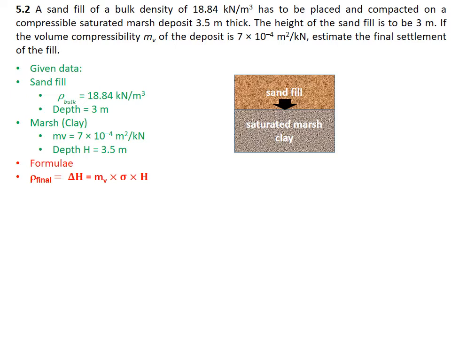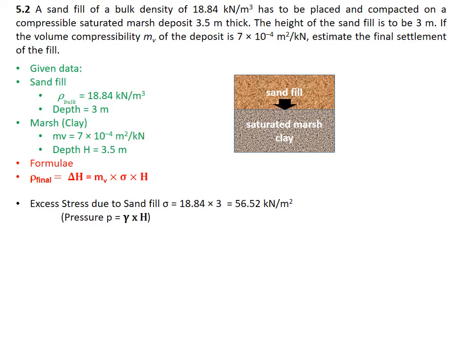So as I told, the sigma or the stress on the clay layer is nothing but the weight or the pressure from the sand fill. So to find the stress from the sand fill, we have to use the formula P equals to gamma H, if you remember the basics from the fluid mechanics. So the sigma will be 18.84 into 3, so the unit weight into the depth, so it is 56.52 kilonewton per meter square. So now we have all the inputs to put into the formula.